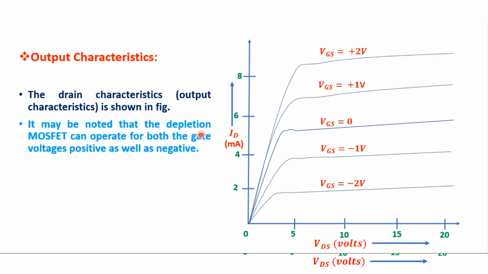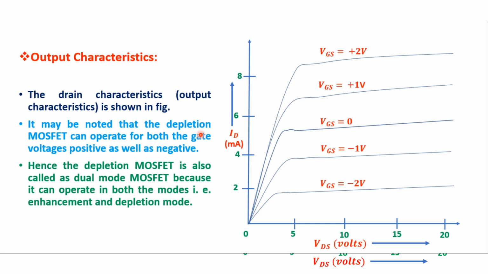It may be noted here that the depletion MOSFET can operate for both gate voltages, positive as well as negative. Hence the depletion MOSFET is also called a dual mode MOSFET, because it operates in both modes, that is enhancement mode as well as depletion mode.